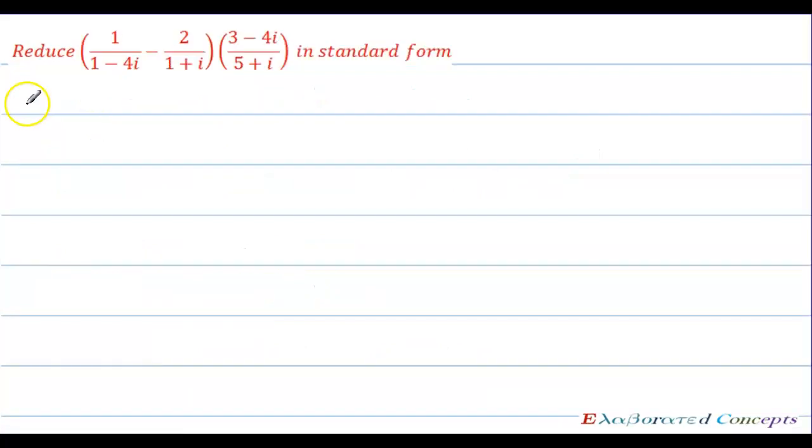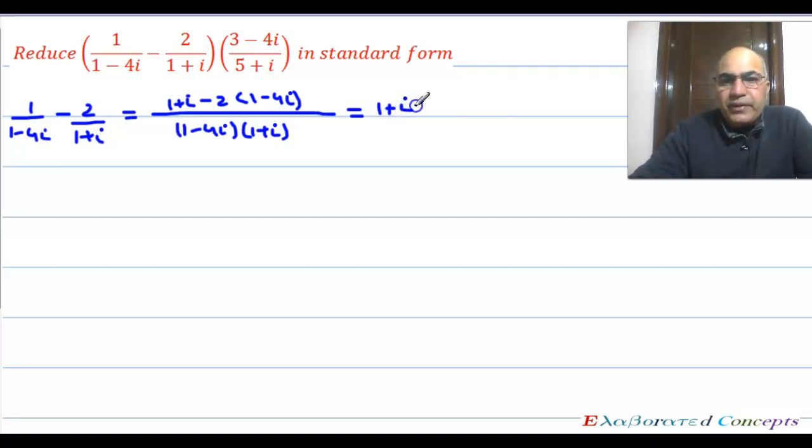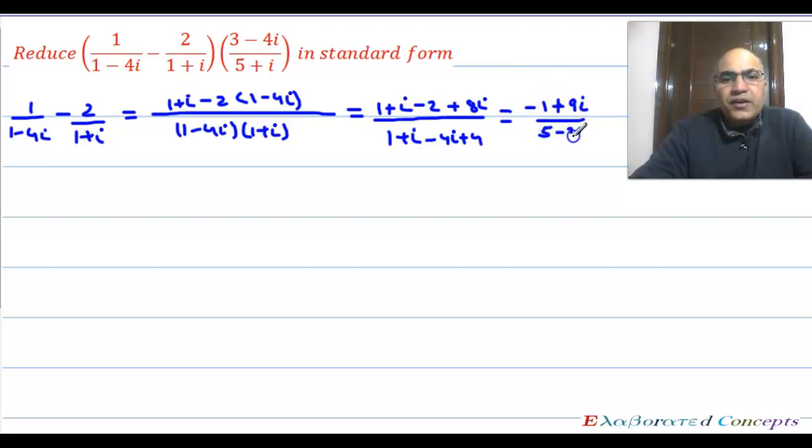In the next question, 1 upon 1 minus 4 iota minus 2 upon 1 plus iota equals, taking LCM, 1 minus 4 iota into 1 plus iota, equals 1 plus iota minus 2 plus 8 iota upon 1 plus iota minus 4 iota plus 4, which is equal to minus 1 plus 9 iota whole upon 5 minus 3 iota.